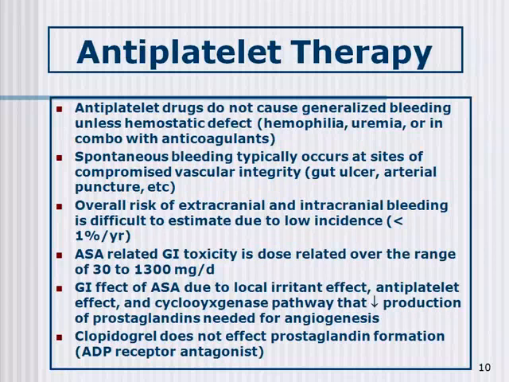I think in general, risk of bleeding with antiplatelet drugs is low. Generalized bleeding generally does not occur unless there's an underlying hemostatic defect. The patient has hemophilia, they may be uremic, or the antiplatelet drugs are being given in combination with anticoagulants. Spontaneous bleeding, if it occurs with an antiplatelet drug, typically occurs at a site of compromised vascular integrity. A patient that has a prior history of stomach ulcers or duodenal ulcer, an arterial puncture after heart cath.